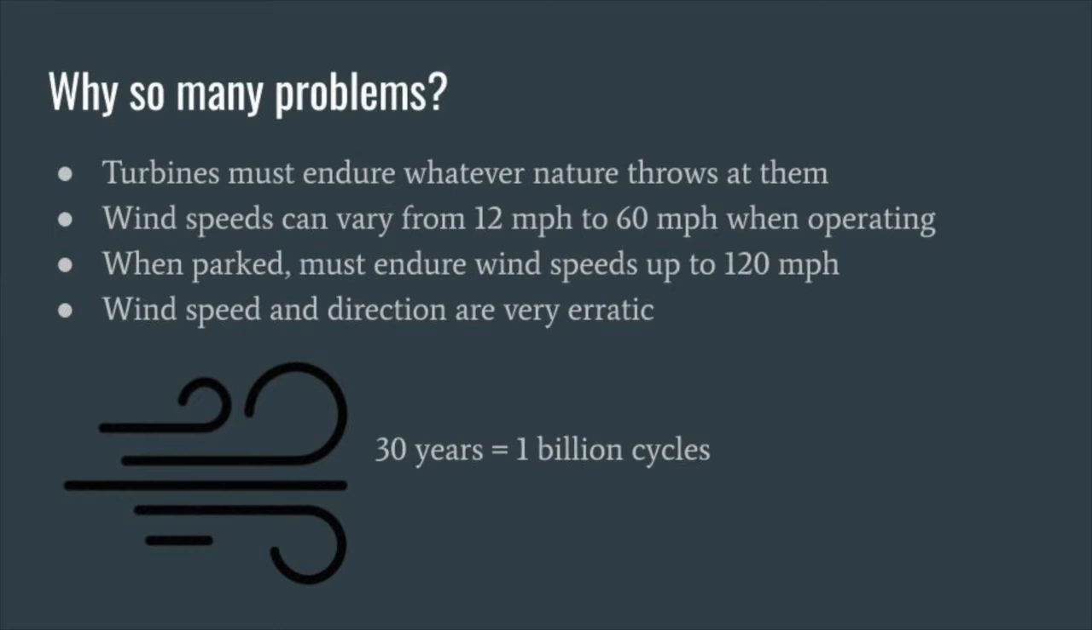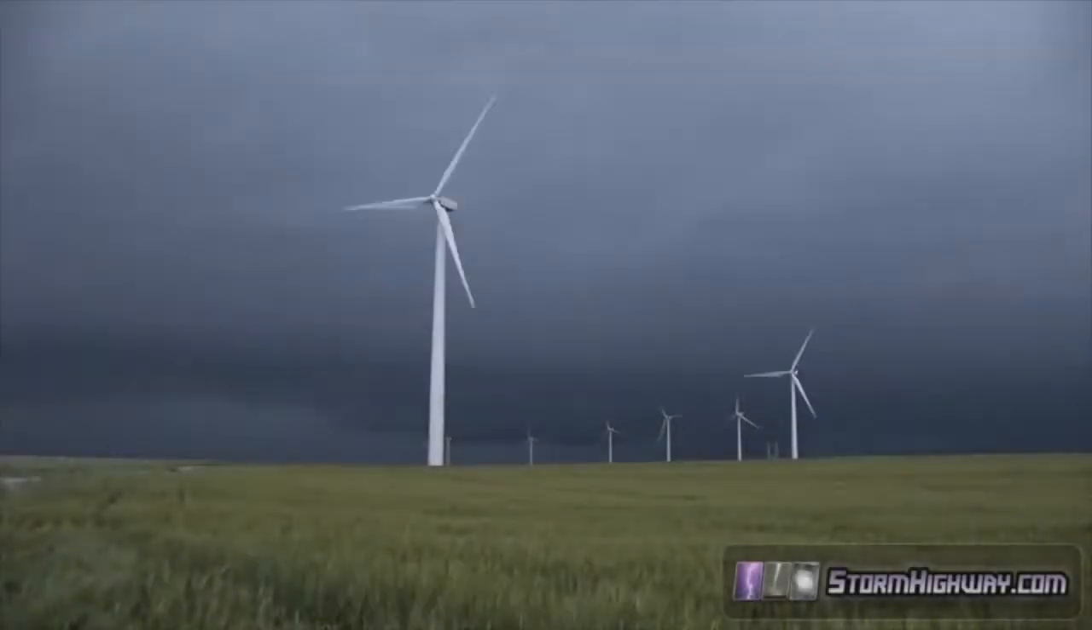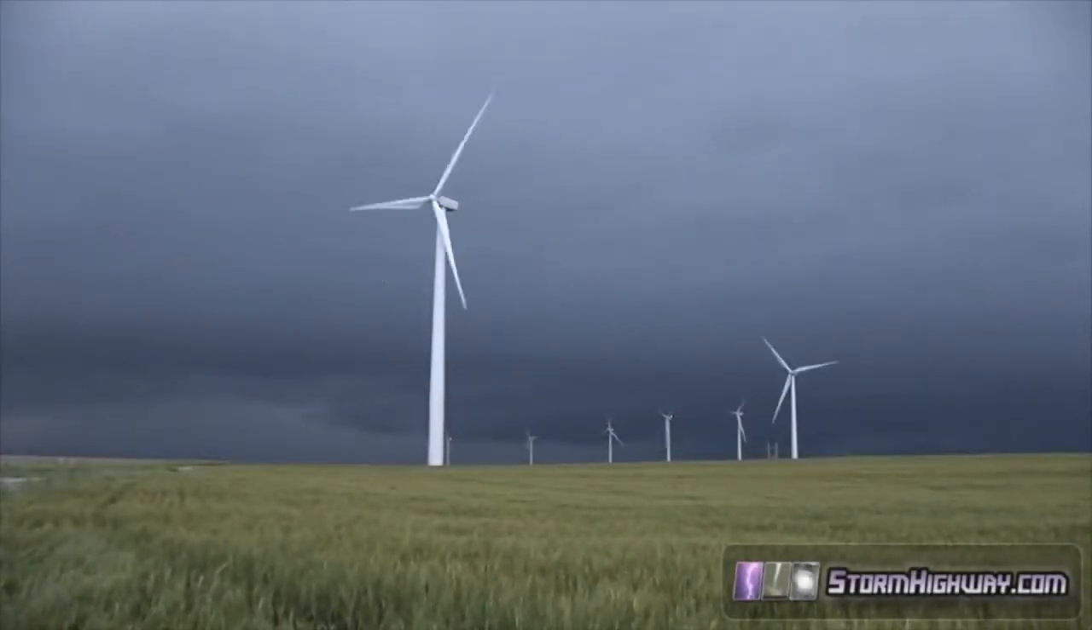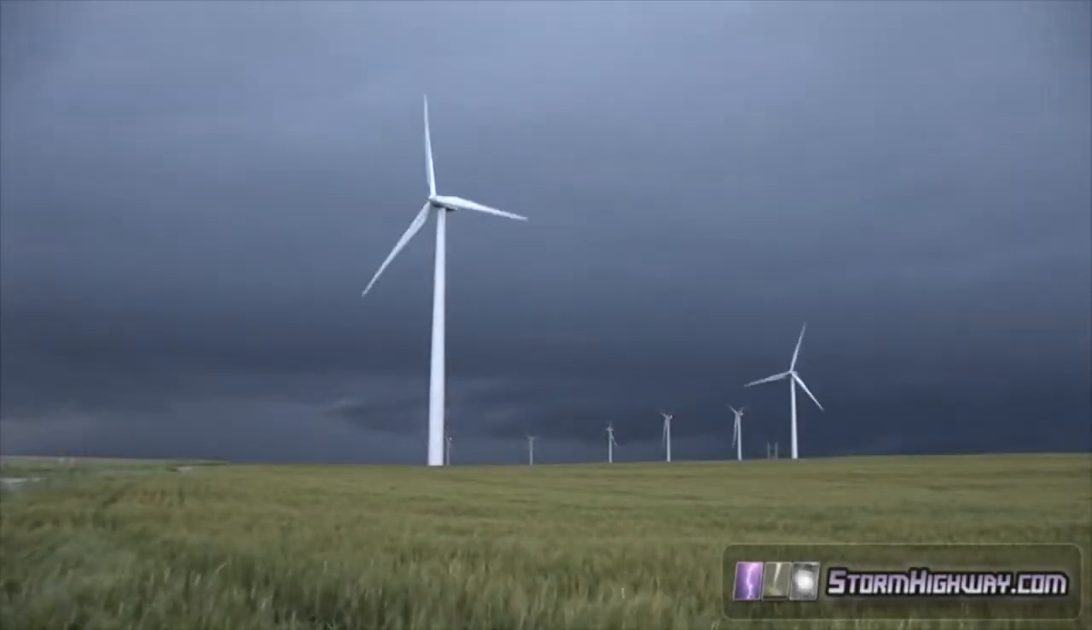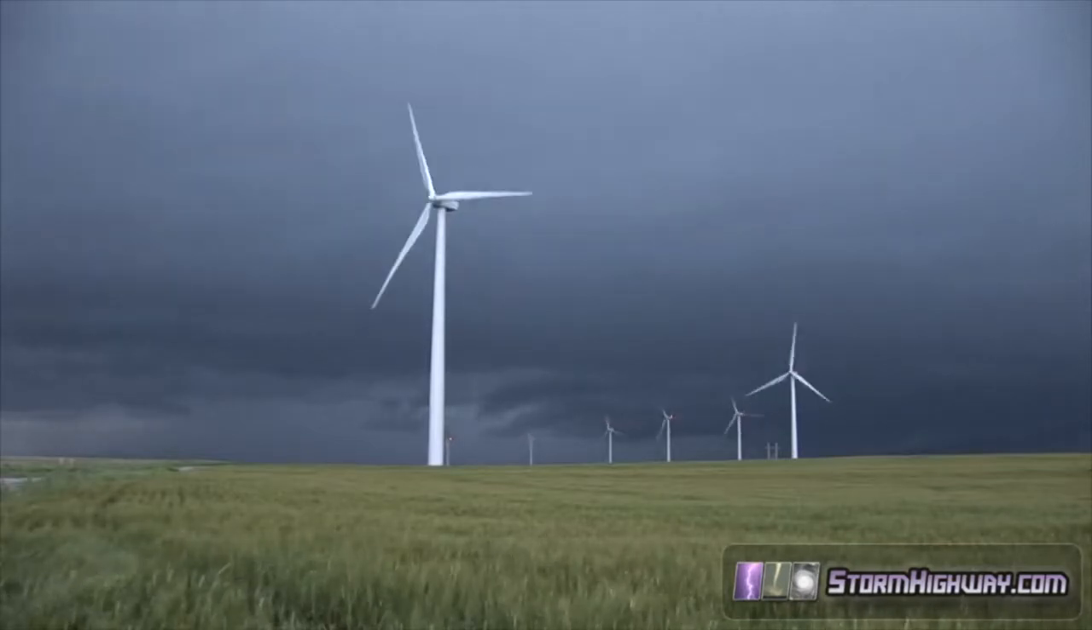So why do wind turbines have so many fatigue problems? This is due to the fact that they endure whatever nature throws at them. They must rotate in a variety of wind speeds, generally 12 to 60 miles per hour, and when in a park state, they must withstand extreme gusts of wind up to 120 miles per hour.